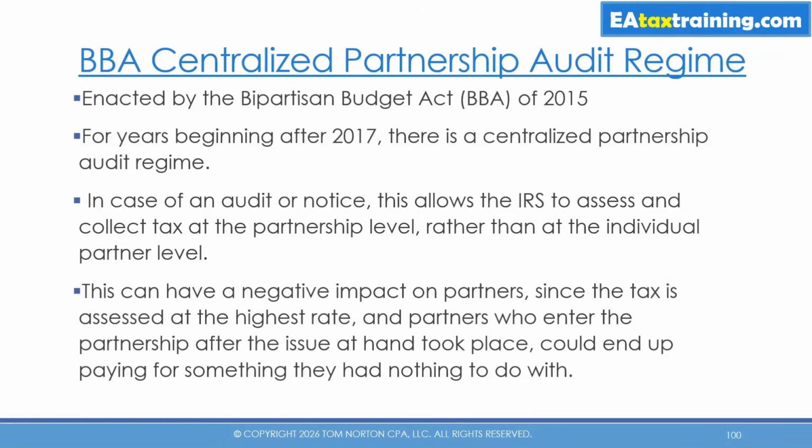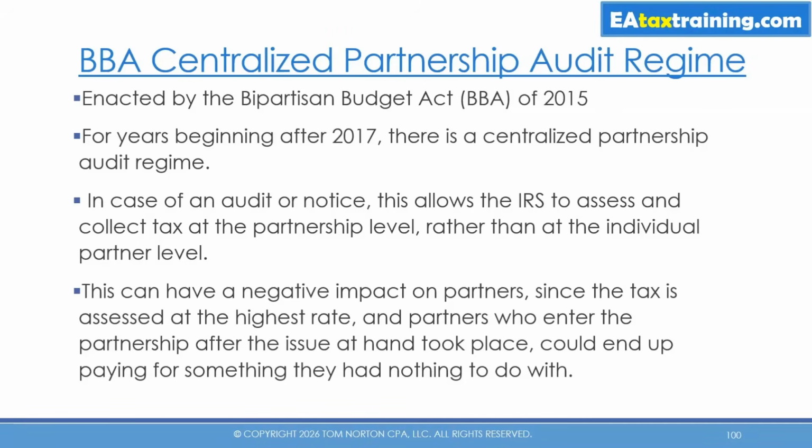They had to send notices to all these partners, and then they have to try to collect from each of these partners. So what the BBA came along and said is, no, we're not going to do that anymore. Instead, they're just going to assess the tax at the partnership level. The partnership will pay it. So that's one of the reasons you can have an amount due on your partnership tax return.